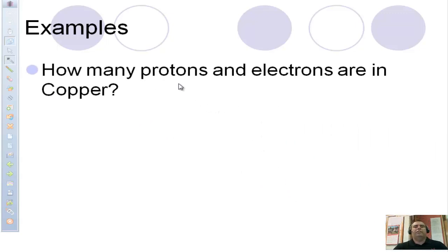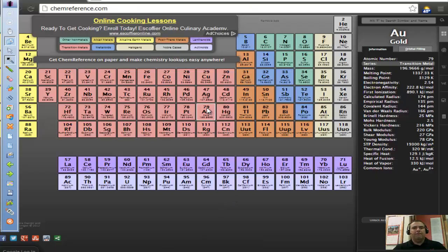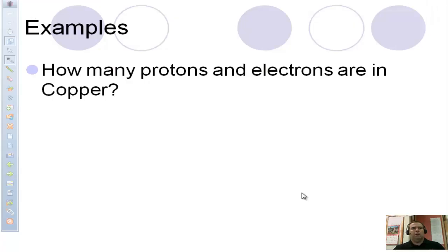So the question says, how many protons and electrons are in copper? Looking at this periodic table, find copper. It's located right here. The whole number, number 29. Number 29 is going to mean that we have 29 protons and 29 electrons.